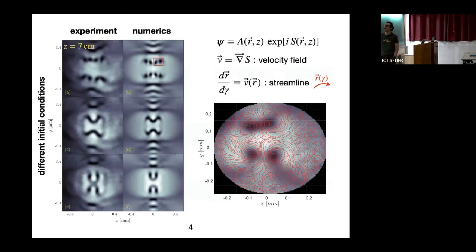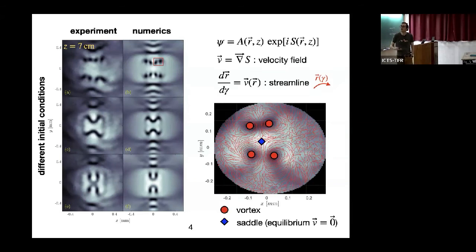And the thing that we were interested in is, of course, the formation of the vortices here. But as you can see in the middle here, you have a saddle. The saddle, it's not a singularity, it's an equilibrium point. So here the velocity is equal to 0.